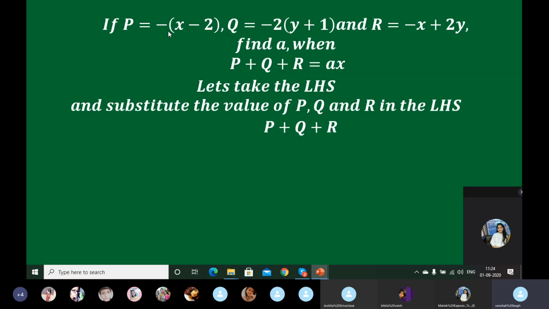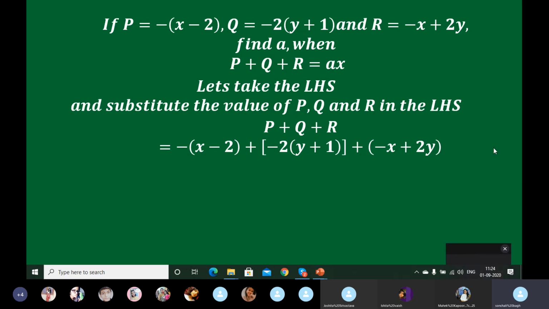So what's the value of p? That is minus bracket x minus 2. What is the value of q? That is minus 2 bracket y plus 1. And what's the value of r? That is minus x plus 2y. So I substituted here. Am I clear till here? Yes, ma'am.